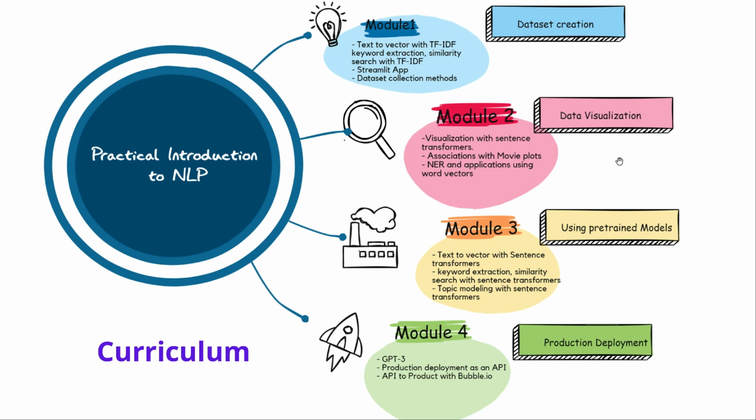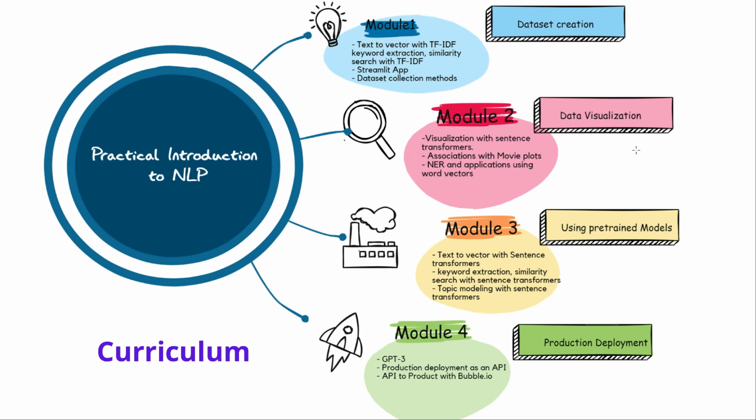And module 2 will focus heavily on data visualization. So how can you convert any document or content that you have into a 2-dimensional or 3-dimensional vector, and how can you visualize it in a 2D grid, etc. For example, you can put together movies and directors together and kind of see the associations, etc. And we will also look at few practical applications of word vectors and NER, named entity recognition. We'll see what it is in the future.